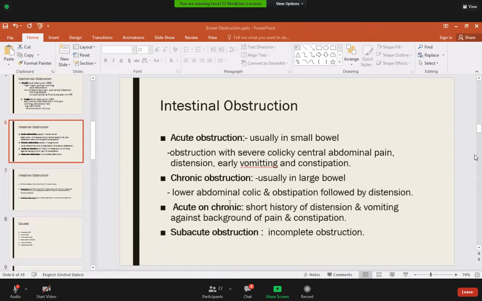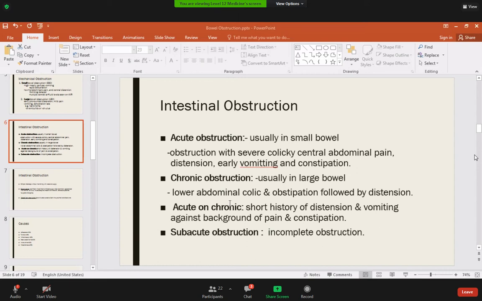If we talk about the presentation, it could be acute, it could be chronic, it could be subacute, or it could be acute on chronic. Acute obstruction means there is sudden onset of pain, there is severe vomiting, there is distension and constipation. These are the 4 cardinal symptoms of any obstruction: pain, vomiting, distension and constipation.